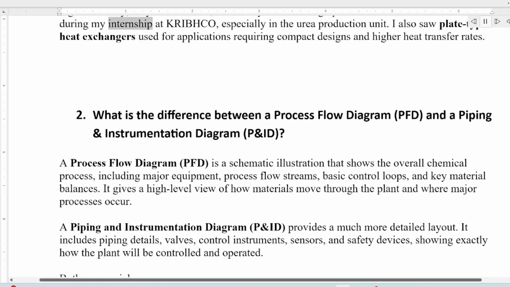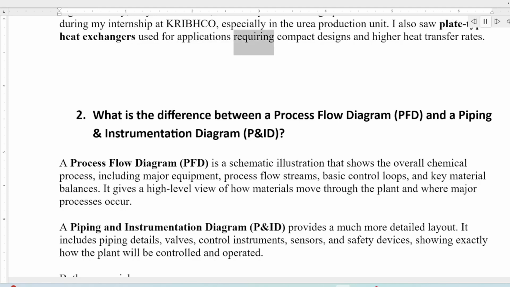I encountered them during my internship at Kribitko, especially in the urea production unit. I also saw plate-type heat exchangers used for applications requiring compact designs and higher heat transfer rates.